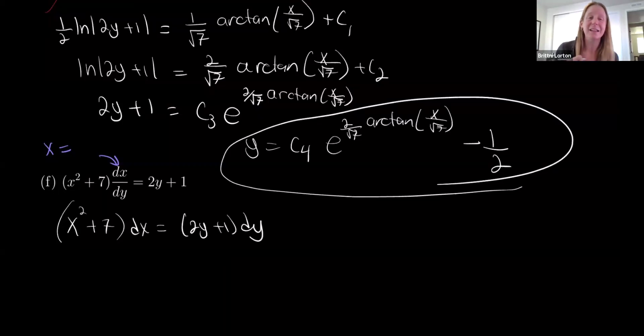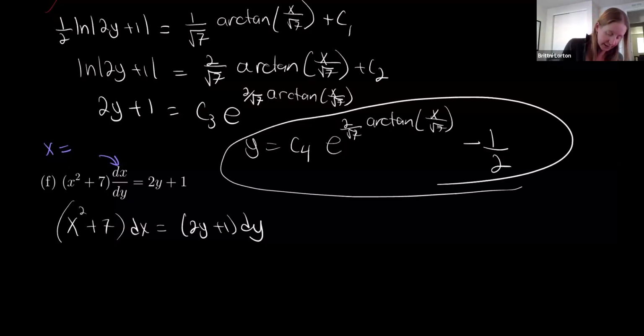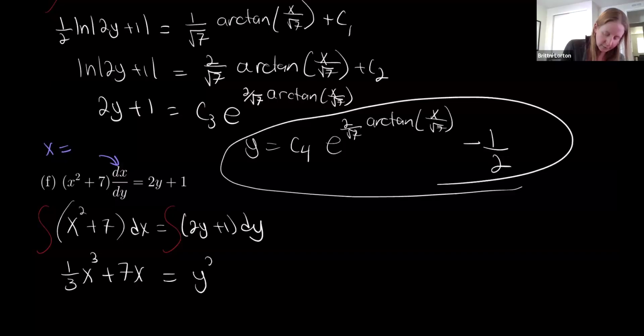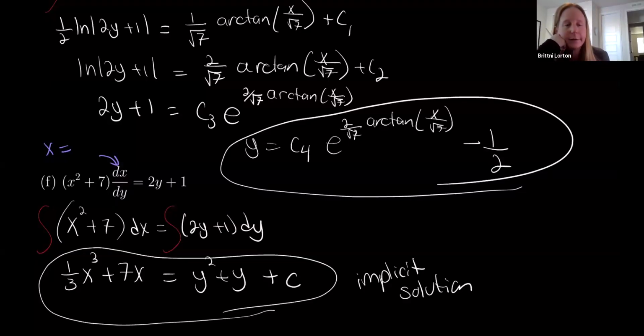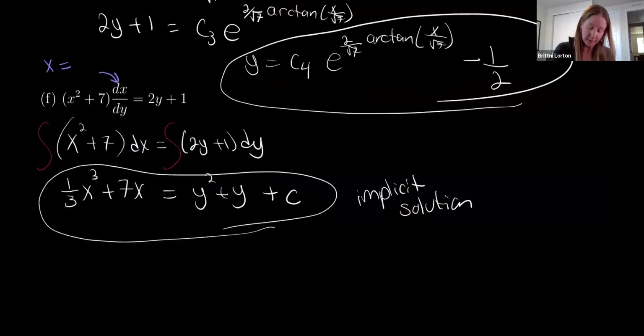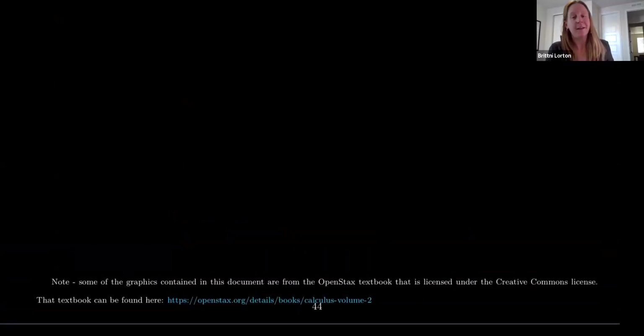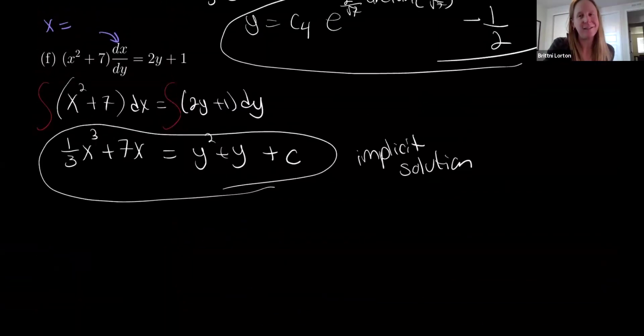I didn't need to divide anymore. It already is separated. So then when I integrate both sides, I'm going to get 1/3 x cubed plus 7x equals y squared plus y plus a constant. I would try to get x by itself. But this is an example where it's actually impossible to get x by itself. Sometimes that happens. So this is called an implicit solution. It just means it wasn't algebraically feasible for me to get x by itself. So it's called implicit when I don't have the variable all by itself. Ta-da!